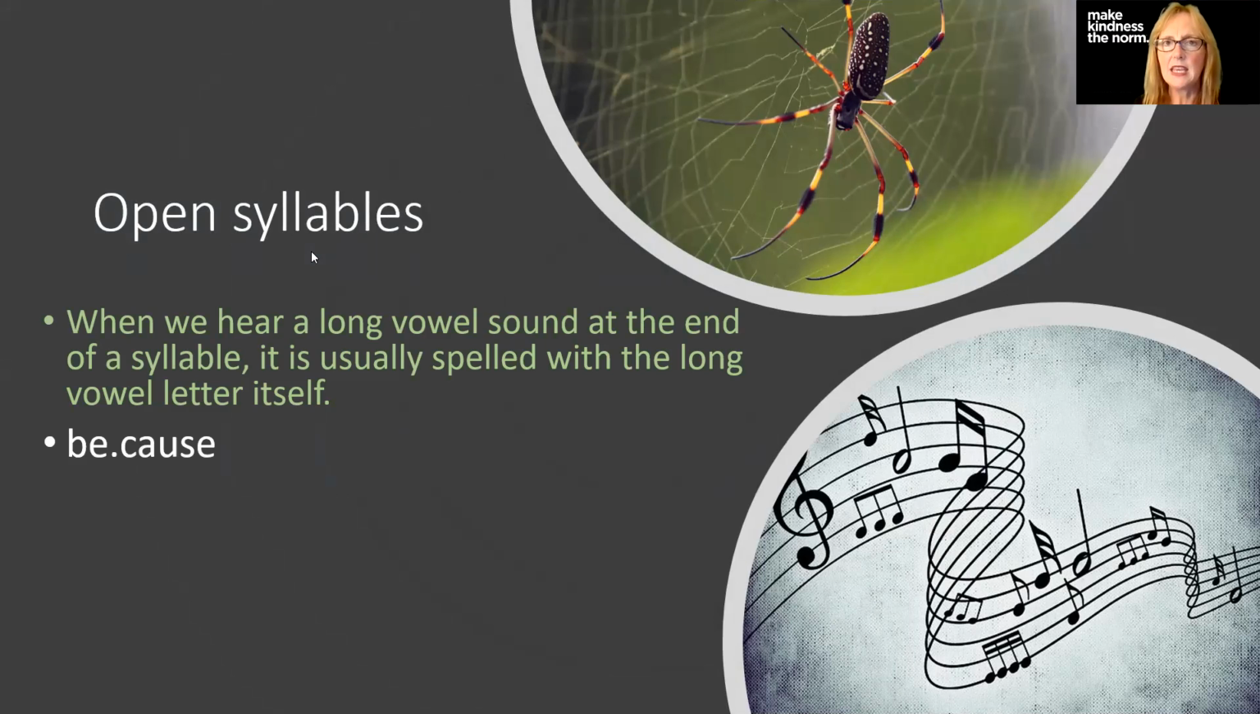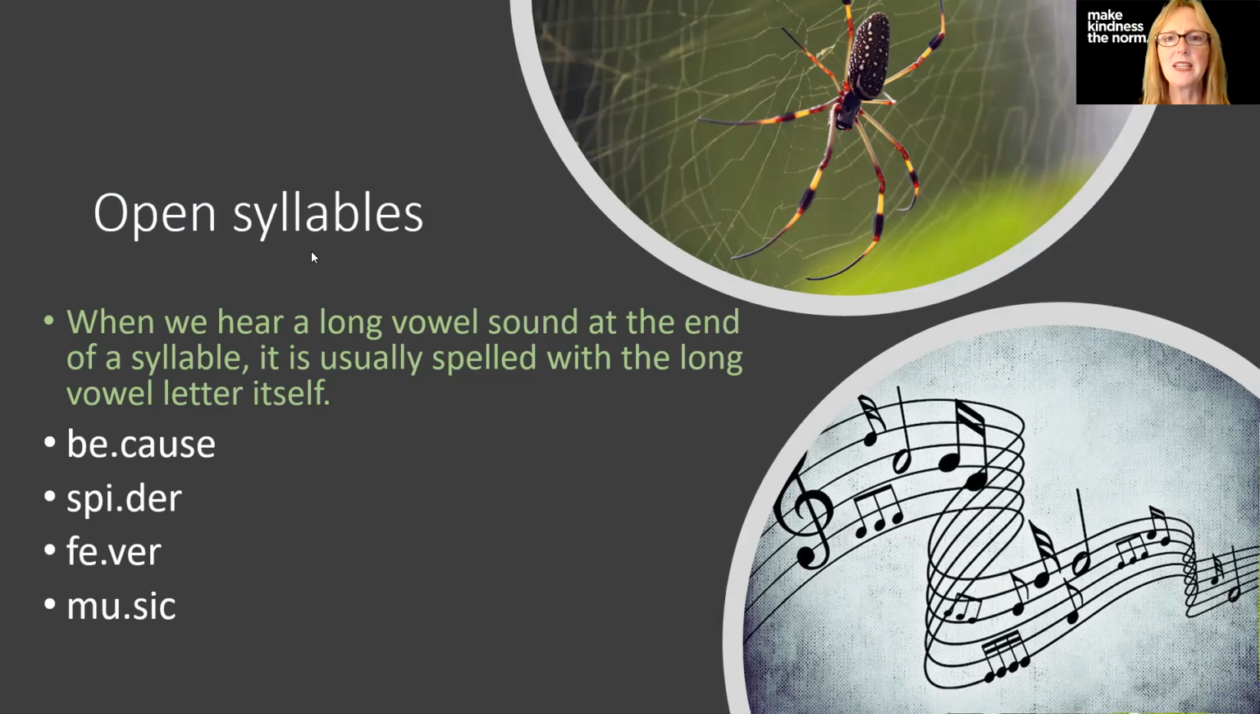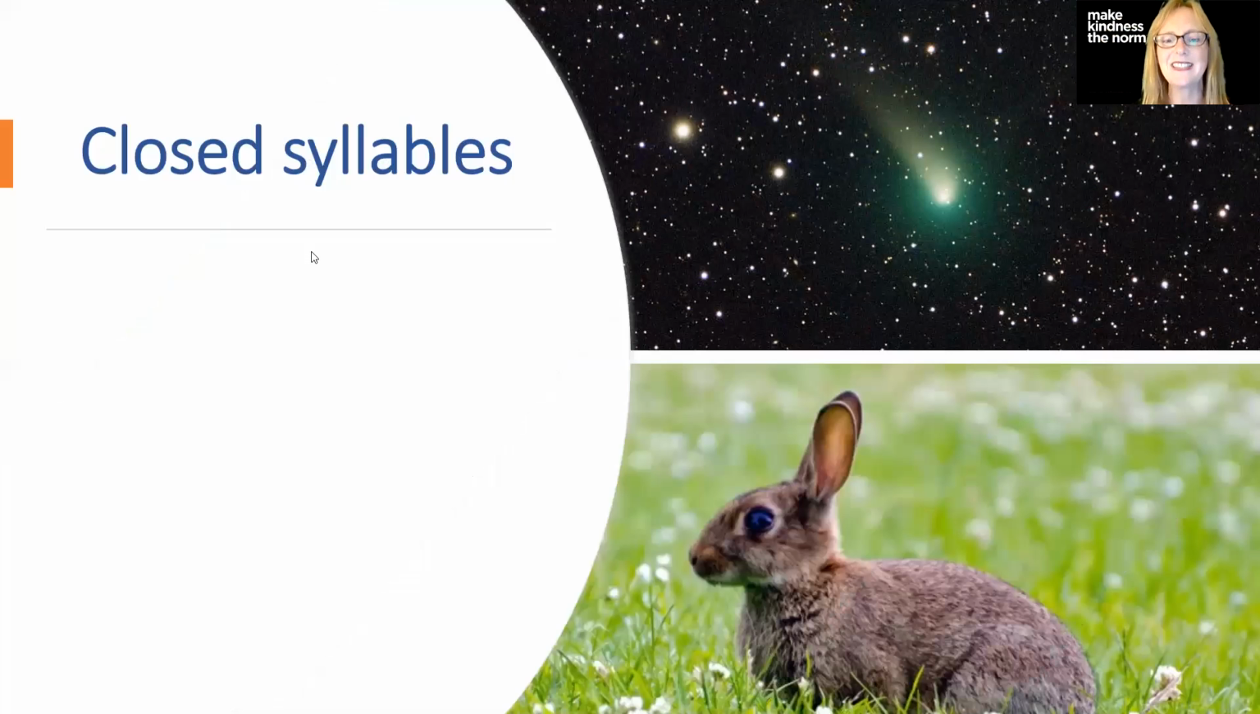Because, B-E is the first syllable, open, cause. Spider, spy, long I sound, spelled with an I. Spy is an open syllable, der, spider. Fever, fee, F-E, long E sound, ver, open syllable, F-E. Music, mu, M-U, that U says its own name, it's a long U. Music, right? Long open syllable, long vowel open syllable.